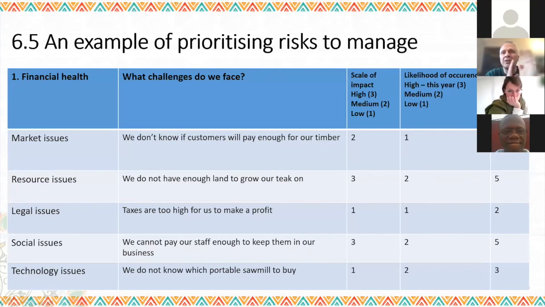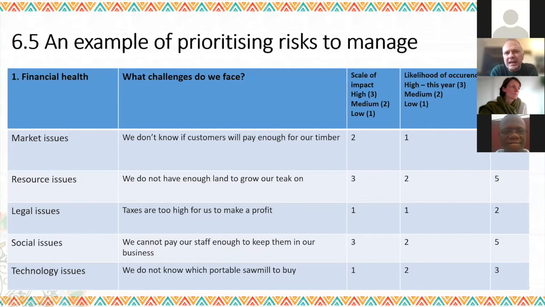Now, if we go back to those tables that I talked about, this is the same table where we're looking firstly at financial health. We think about the problem that the teak business raised to do with its market. We don't know if our customers will pay enough for our timber. So the scale of that impact is quite high, but maybe it's not something that we really have to worry about this year, because our teak is only starting to grow. So maybe this teak business is at the beginning of its business. Well, its scale would be quite high, but it's not really going to be a problem for us this year.